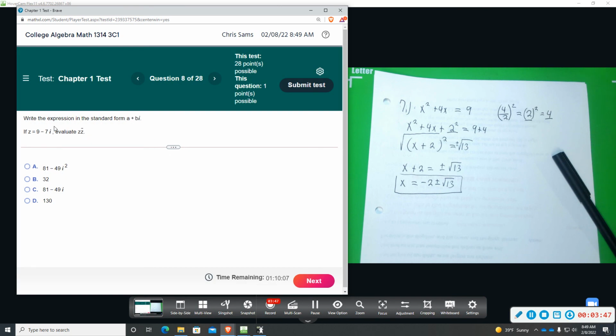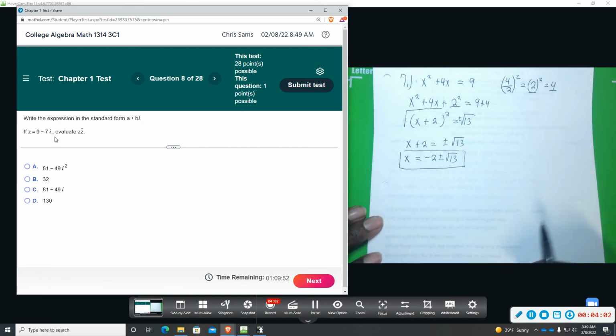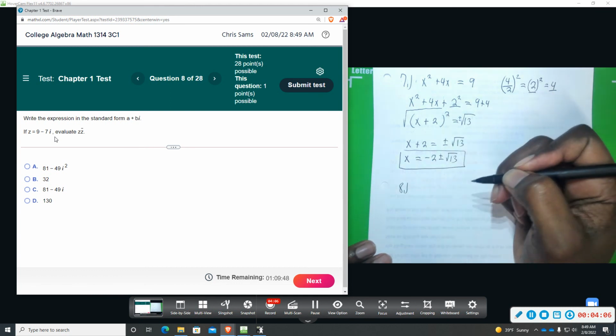Okay, so this one we did not see, so I'll go ahead and explain this one here. It says write the expression in standard form, a plus bi. So z is equal to 9 minus 7i. Okay, so this is new. Pay attention to this one. It's not really anything special, but just so you can see. The symbol is different, I guess.